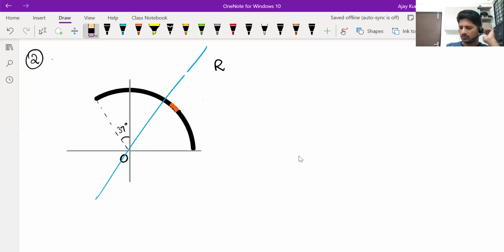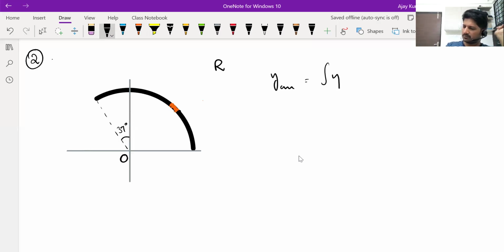Okay? So, you will have to find out the y-coordinate of center of mass. You'll also have to find out the x-coordinate of center of mass. But let's do it step by step. If you want the y-coordinate of center of mass, what you need to do is integral y dm divided by integral dm. Assume mass per unit length lambda is given to you. Radius is r. Mass per unit length is lambda.